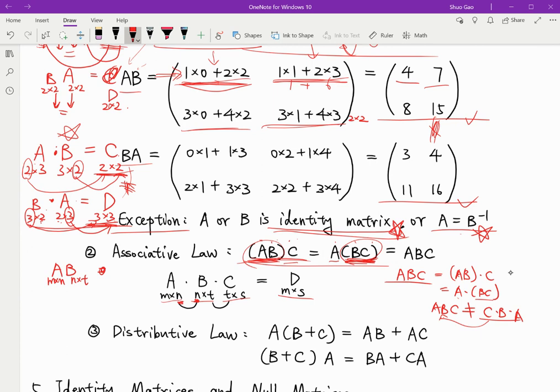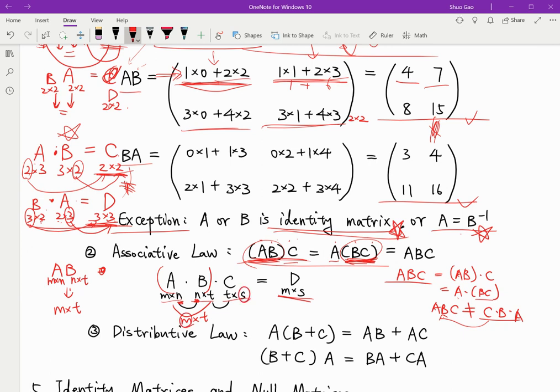So this matrix, A times B, should be m by t, right? If we combine A and B, this should be an m by t matrix. And then we calculate this m by t matrix times the matrix C. So the resulting matrix should be m by s, right?